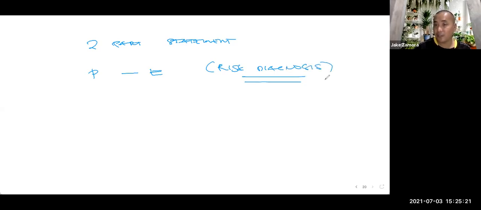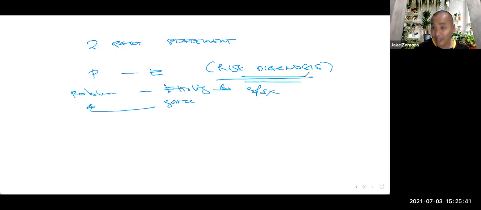Usually, this happens under your risk diagnosis. So here, you just state the problem and the possible source, or etiology, of the problem. Bakit wala siyang signs and symptoms or manifestation? Kasi hindi pa siya nag-exist.